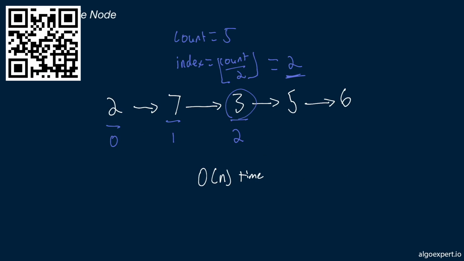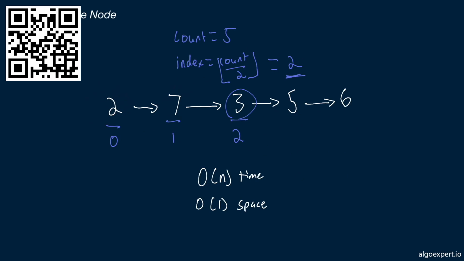And then for space, we can simply call this O of 1, because any extra space we use is not going to scale with the size of the linked list, because all we need is this count, our index, and references to whatever current nodes we are at when we are iterating through the list.